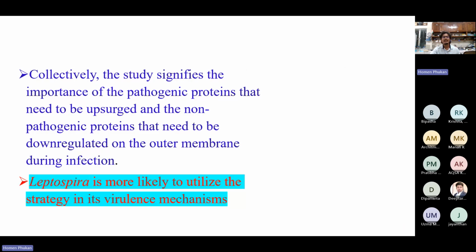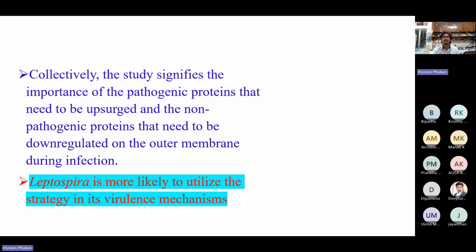And collectively, the entire study signifies the importance of pathogenic proteins that need to be upregulated, and the non-pathogenic proteins need to be downregulated on the outer membrane during infection. If you see the conditions of this tiny organism, it has the entire genome, which could express all proteins together, but this organism is not doing this because it has very limited resources to synthesize all components or proteins at a particular time.